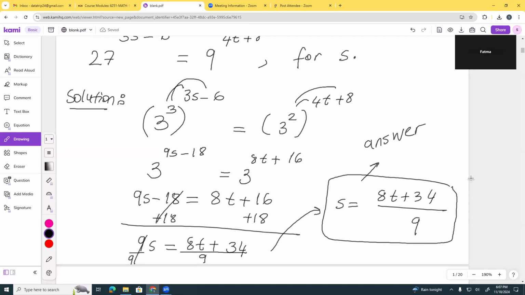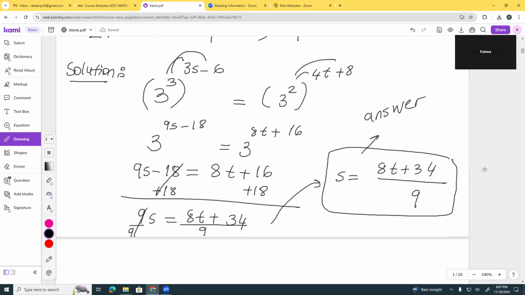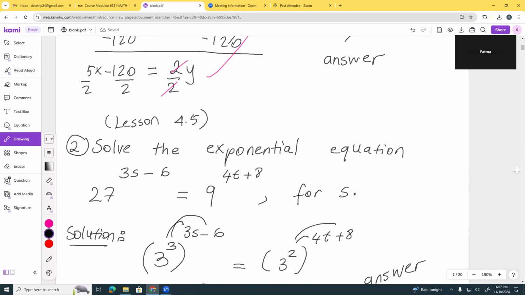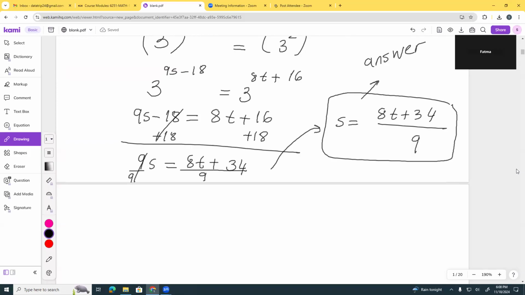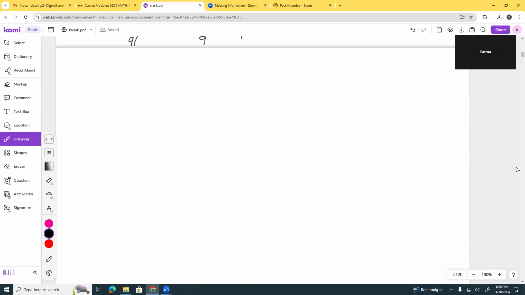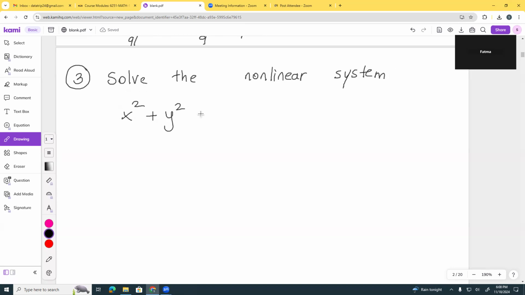All right. Now, question 3. So we just finished 2 problems. We're on now question 3. So we're going to write down the problem first. Solve the nonlinear system. So it's giving me a nonlinear system. And then the system they gave me is x squared plus y squared.